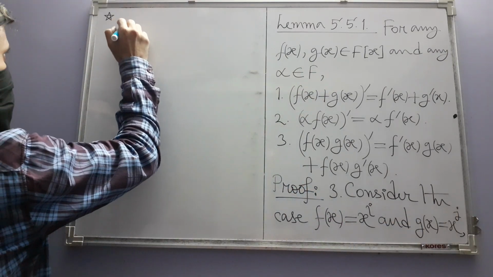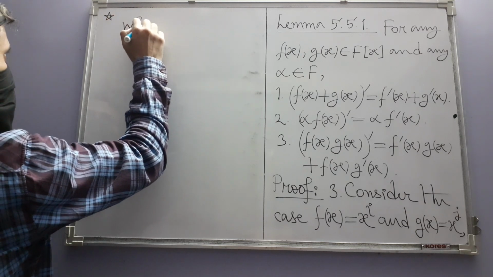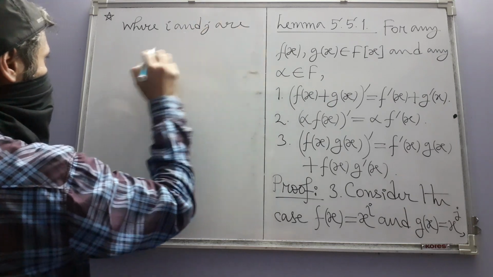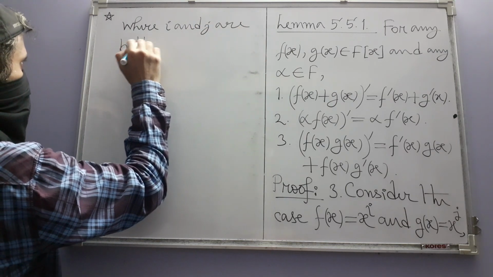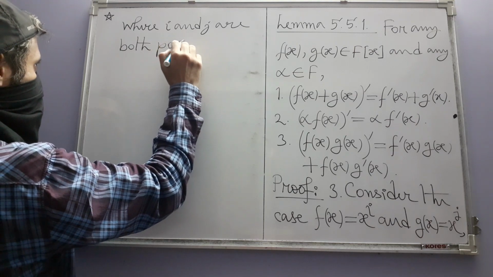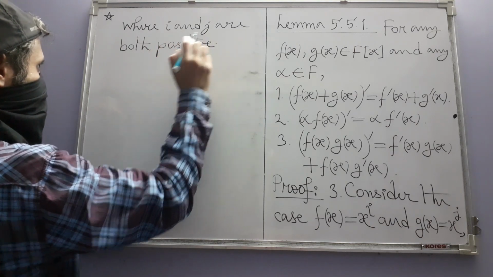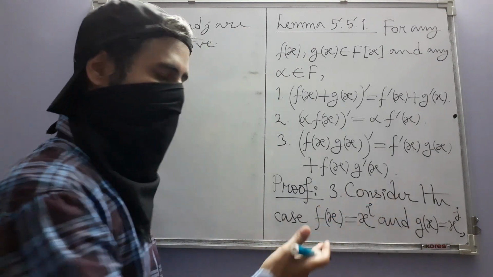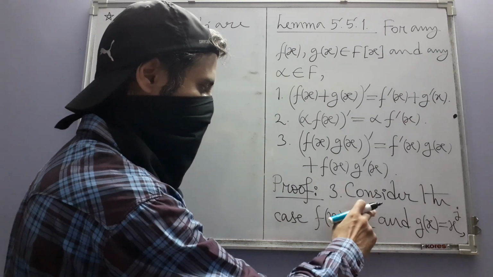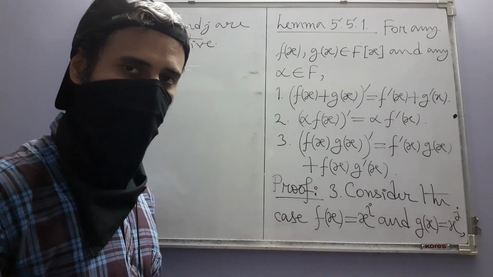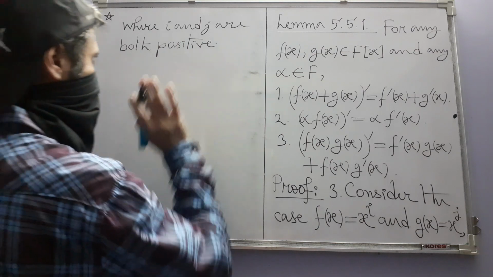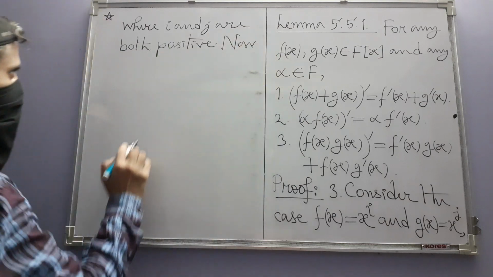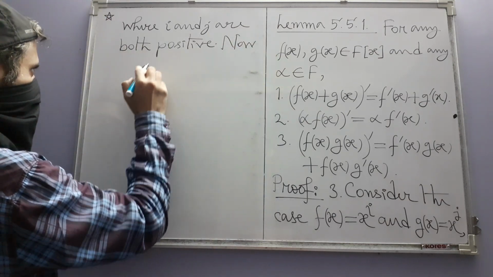Where i and j are both positive. No need to even mention that they are integers. That's understood, right? Because polynomials look like that. Here, in a polynomial, you do not have fractions or irrational numbers. Okay, that is meaningless. So they are positive. Now, let us just simply carry out the calculation.